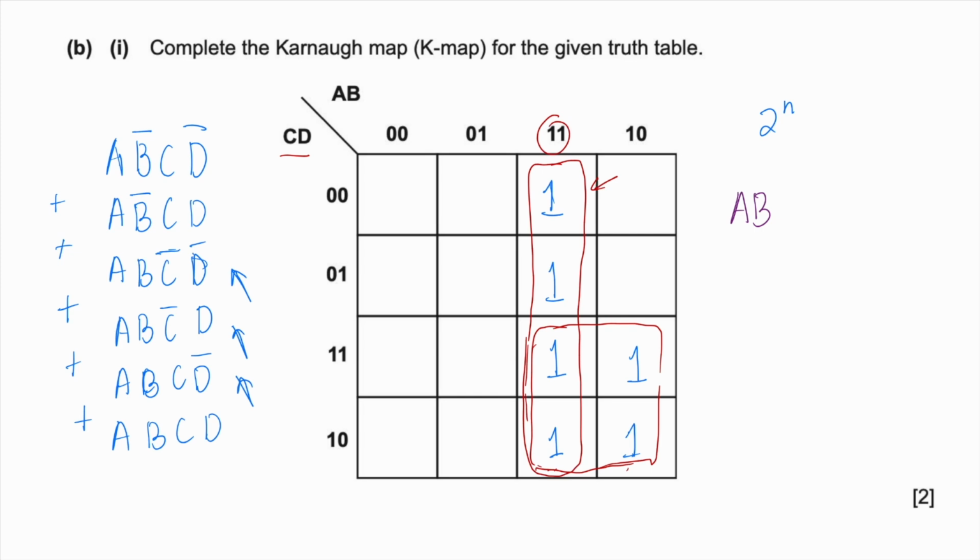Now, if you look at this group right here, then we can see that A is going to be 1 for both of them. So we're going to have A, okay? And we can see that C is going to be 1 for both of them as well in this group right here. So we have AB plus AC, and that will just end up with A and B plus C as our simplified expression.